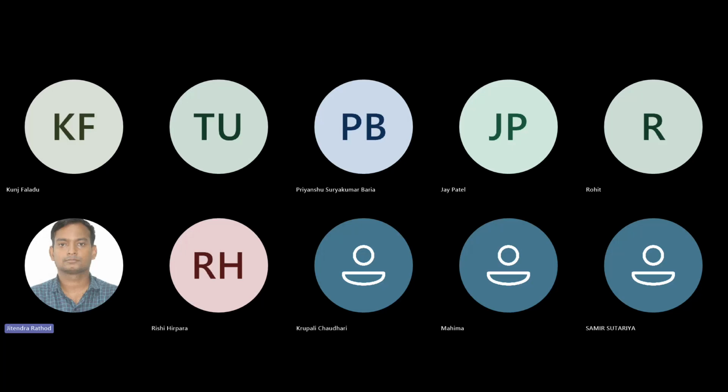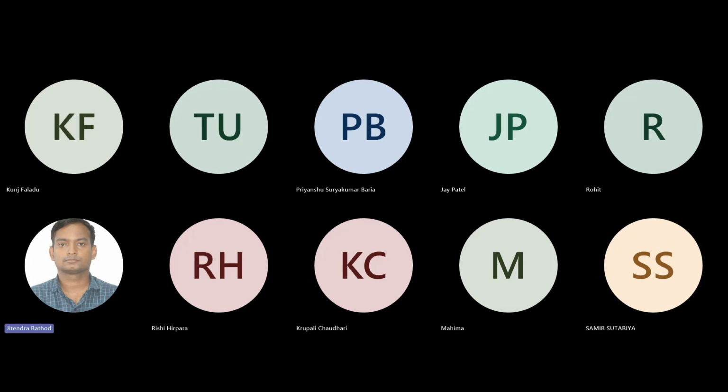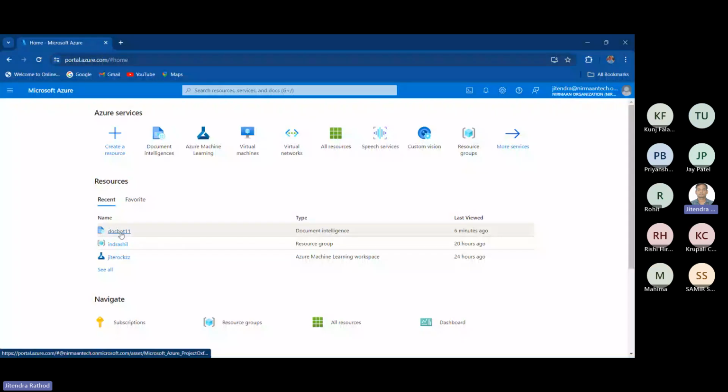Next practical using the cognitive services. So yesterday, we covered the document intelligence part. The service and the resource that we created is dogbot 11, right? This is what we created yesterday. And we also created this resource group called Indrashil.